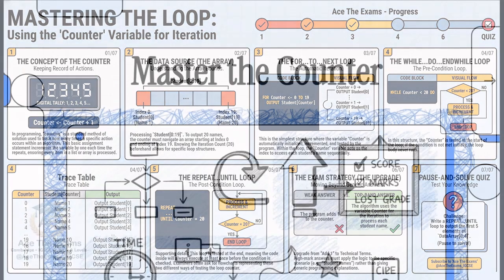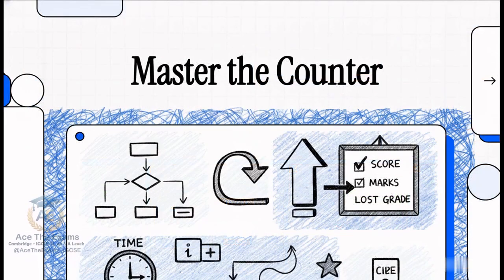Let's get right into it, because if you're writing generic algorithms in your Cambridge IGCSE Paper 2 exam, you are going to lose critical marks. And honestly, the absolute worst part is that most students don't even realize why it happened until the final grade boundaries are released and it's too late. So today, we are jumping straight into the deep end. We're going to fix a very common coding mistake that could literally cost you an entire grade boundary.